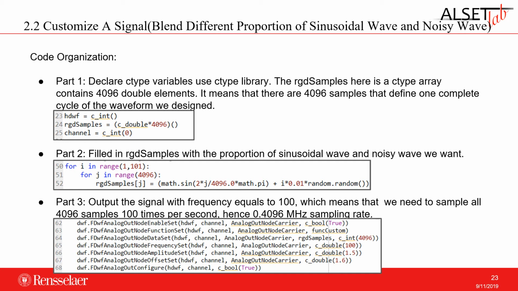And in the second part, we just fill in this RGB samples with the proportion of sinusoidal wave and noisy wave we want. And in the third part, we generate our signal with frequency equal to 100, which means that we need to sample all the 4096 samples 100 times per second.